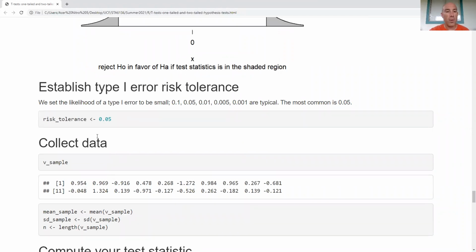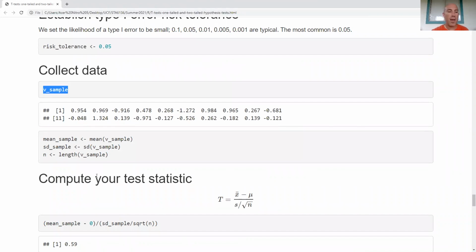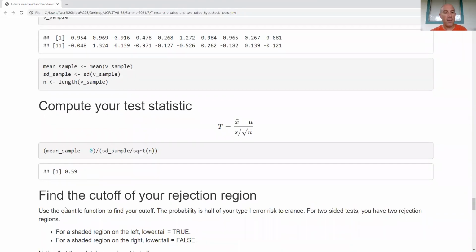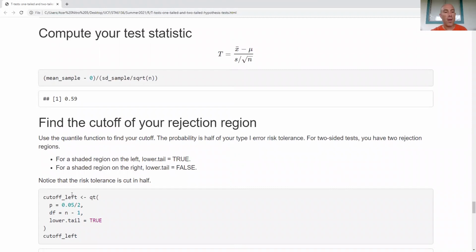All right, so I'm going to establish my type 1 error risk tolerance. I collect my data. I get my mean, my standard deviation, and the length of my sample. I get my test statistic, 0.59. I'm going to find the cutoff of the rejection regions. Something important here: I have two ways to do a rejection. I have a total cumulative risk tolerance, so I split my risk tolerance on both sides. I cut it in half, divide by 2. So there's my risk tolerance divided by 2.